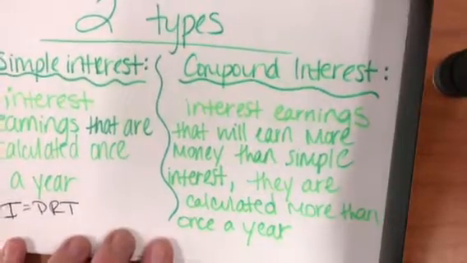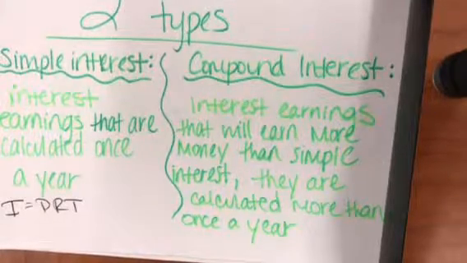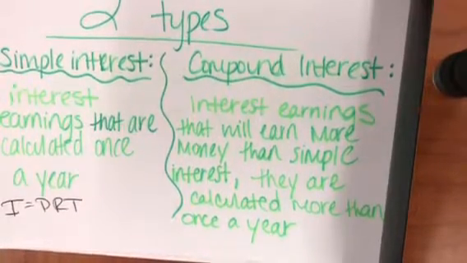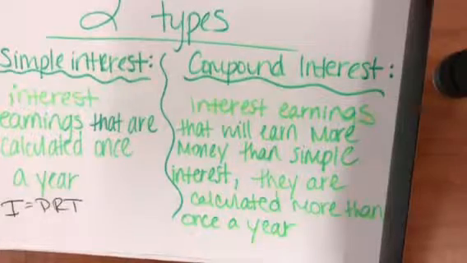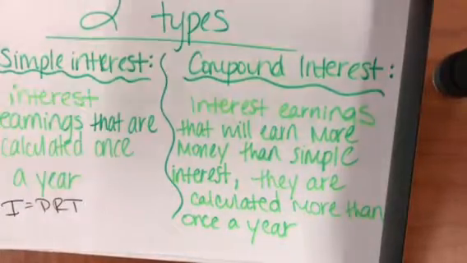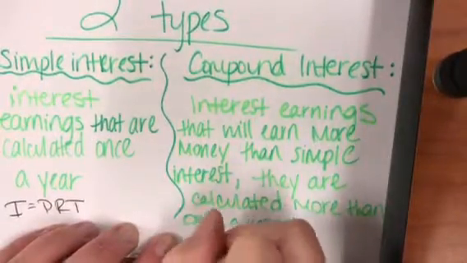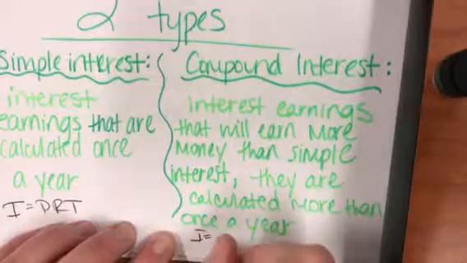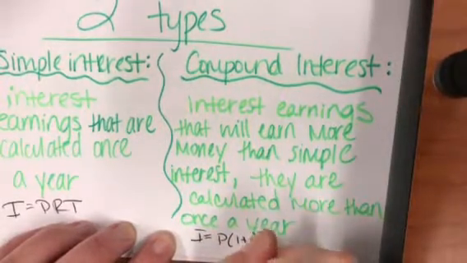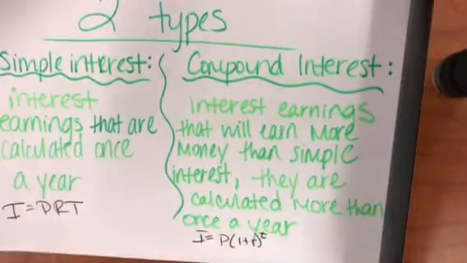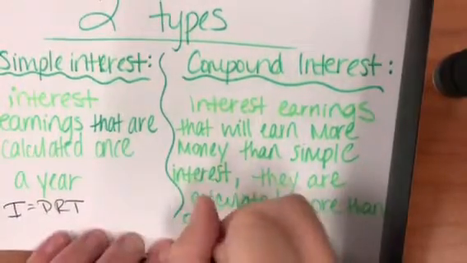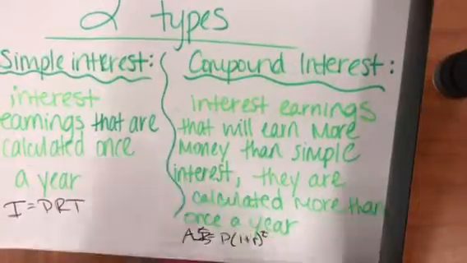Compound interest is interest earnings that will earn more money than simple interest. They're calculated more than once a year. So depending on how many times a year it's compounded, the interest keeps accruing each time it's compounded. So if you're saving, this is the best option. The formula for that one is A equals P times 1 plus R to the power T. So let's go over what these mean. I think that's A, actually. Oh, it's A. I'm sorry. Yes, that's A. You were very right.